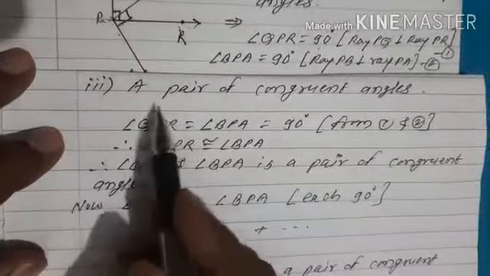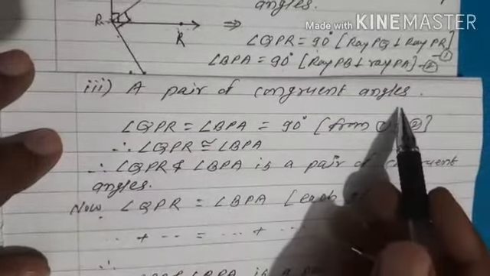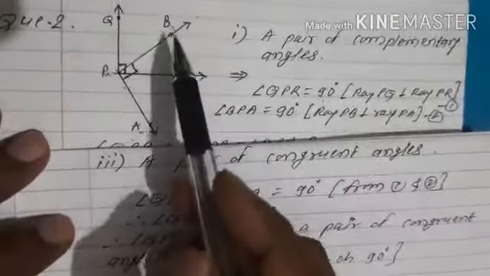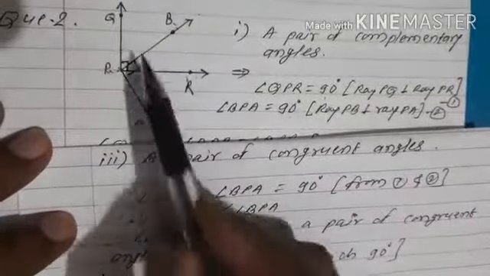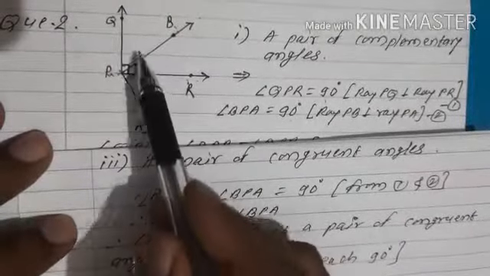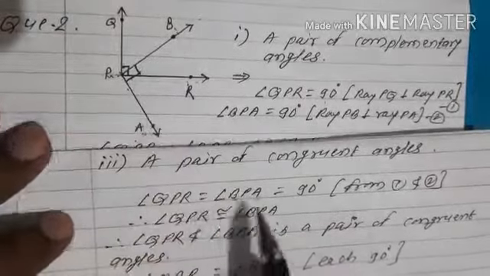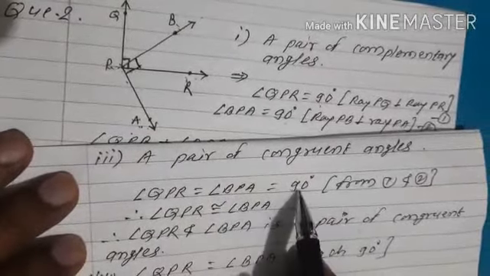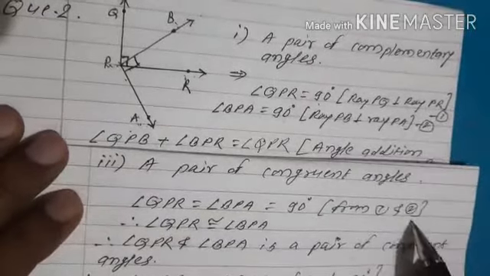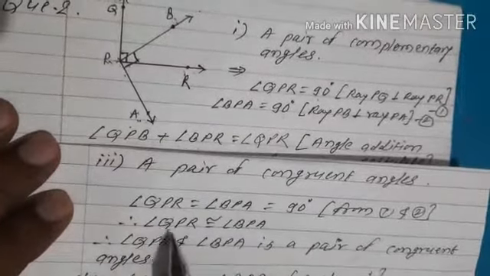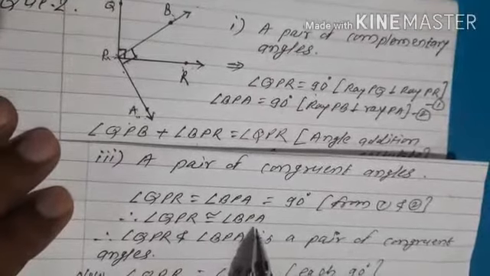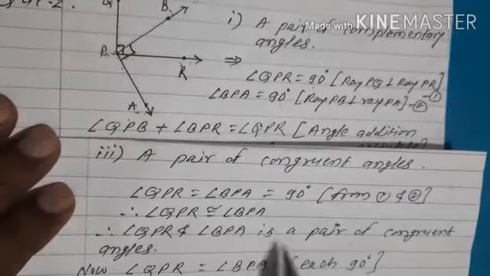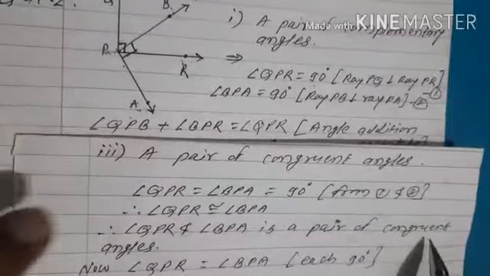Third sub question, a pair of congruent angles. In the figure, angle QPR and angle BPA are 90 degrees, meaning the measures of both angles are equal. Hence I write here angle QPR is equal to angle BPA is equal to 90 degrees, from 1 and 2. Therefore, angle QPR is congruent to angle BPA. Therefore, angle QPR and angle BPA are a pair of congruent angles.